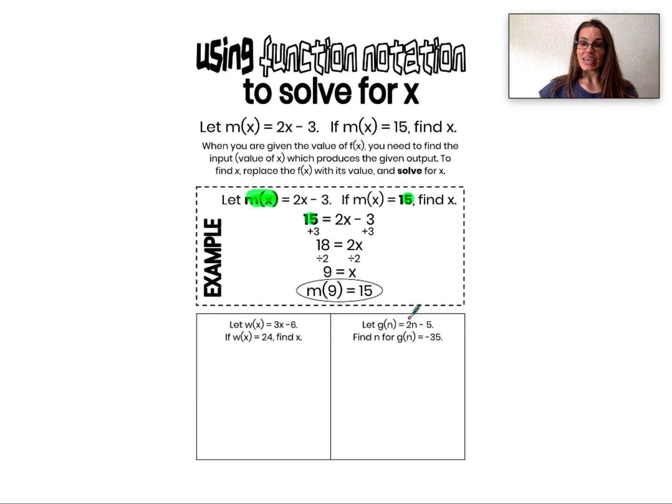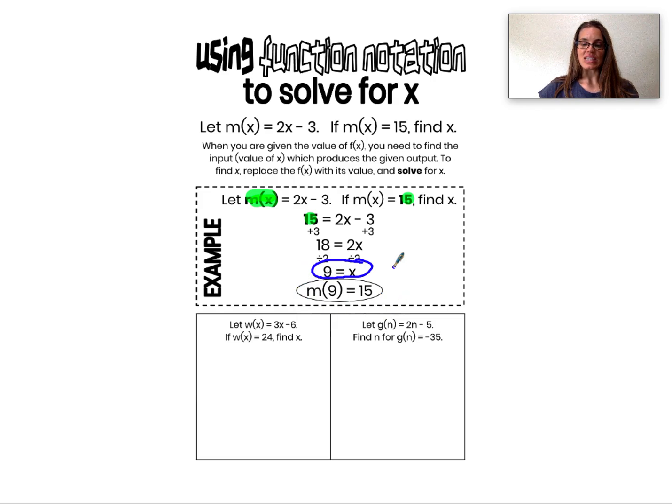Just like for any equation, we're going to use inverse operations to solve. So first we add 3 to both sides of the equation. 15 plus 3 is 18, equals 2x minus 3 plus 3 equals 2x. Last inverse operation is to divide both sides by 2, and that gives me my answer to my question. The answer to my question is that x equals 9. The input of my function, given an output of 15, is 9.